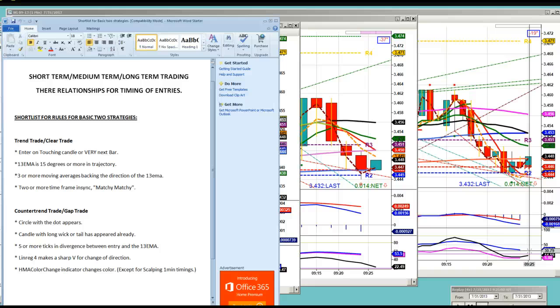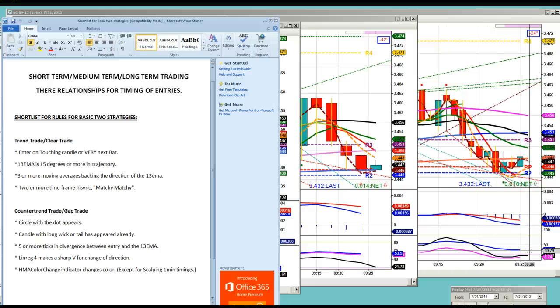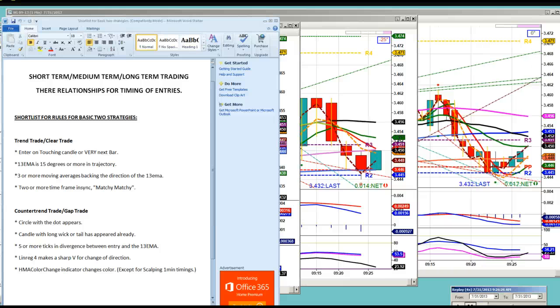The 100 didn't quite cross the line yet. Okay, so now we have the HMA turned to green. Notice my 3-minute is green. Okay, my 3-minute is green. And there is some price action. I could do a 3-ticker here, but notice that it's kind of tight.